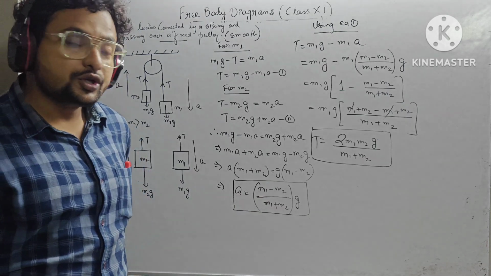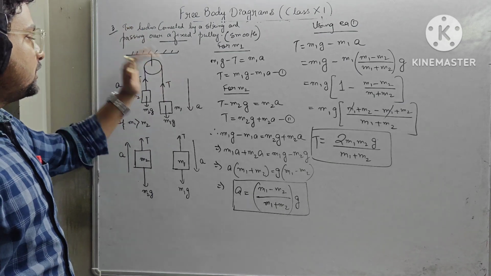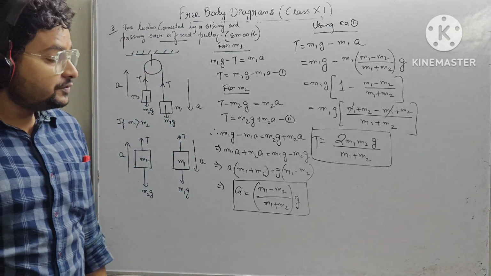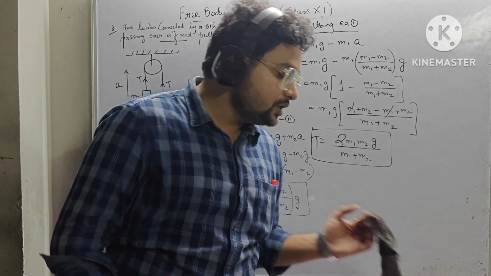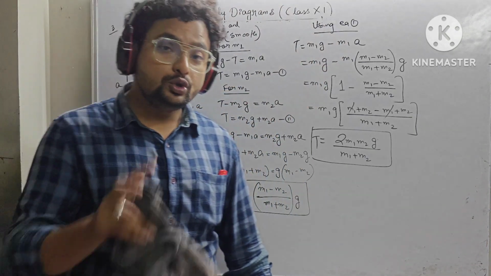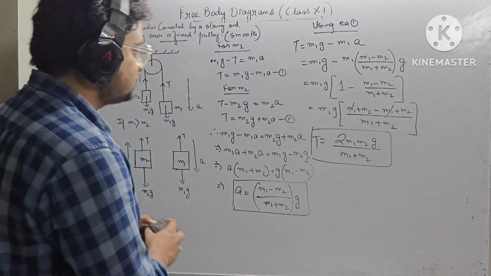So this is how we can solve if two bodies are connected by a string and they are placed over a smooth pulley. Right? Next we will see if three bodies are connected. If three bodies are connected with two strings and they are passing over a pulley, in that case what to do?